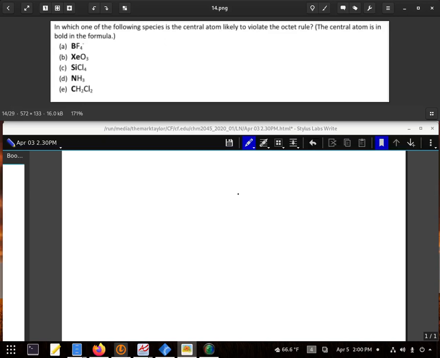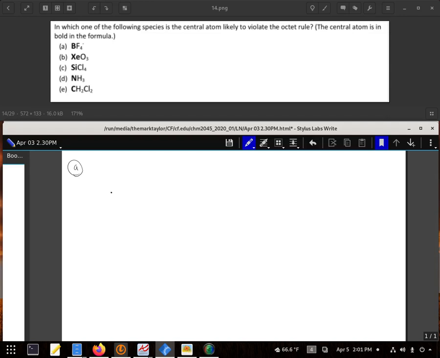All right, in which of the following species is the central atom likely to violate the octet rule? The bold atom is the central atom. Now, as we get more comfortable doing Lewis structures, there will be certain times that this is far more obvious. When we're first starting, the best way to figure this out is to actually do each one of the Lewis structures.